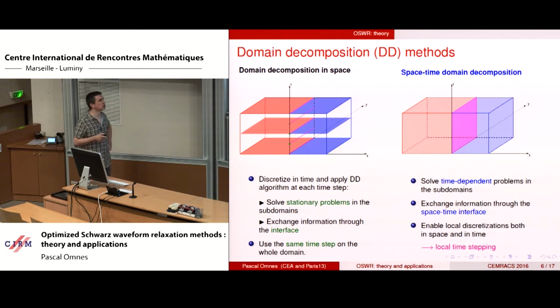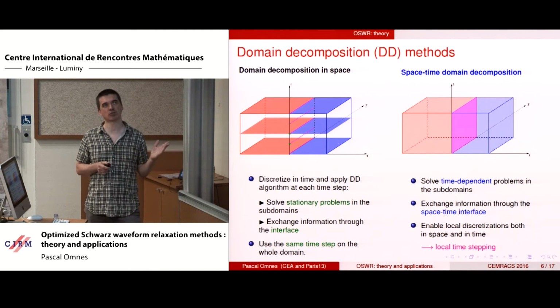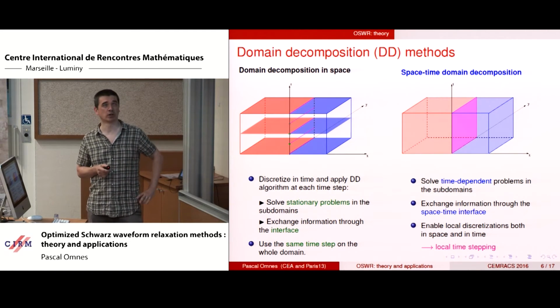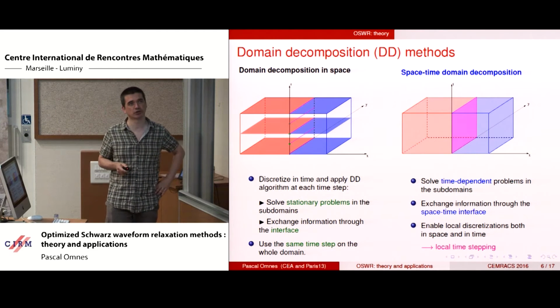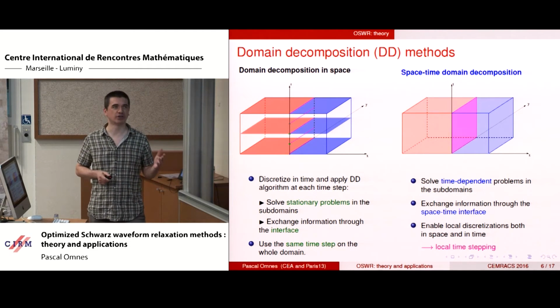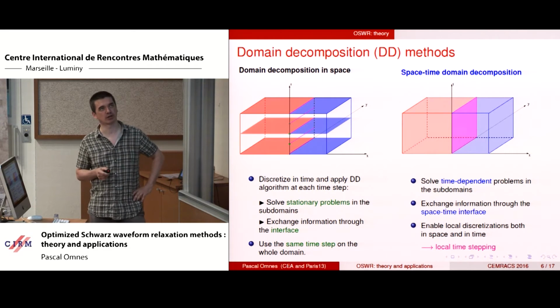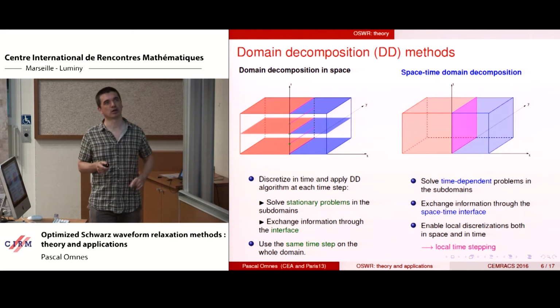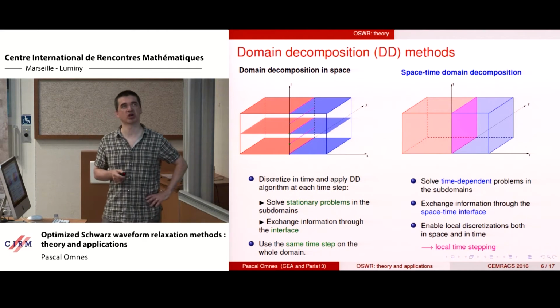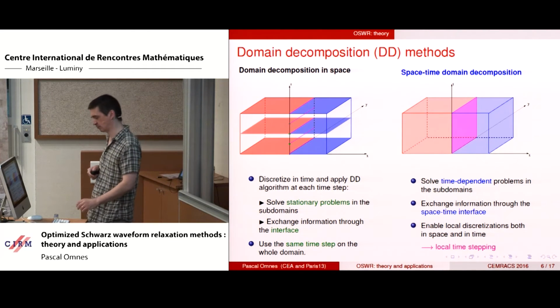And possibly at the price of some projections between the time grids, you can use different time grids on the left and on the right. When you transfer information from the left to the right, you may project the information you have on the left time grid to the right time grid, but this is possible. You can use different discretizations, well, in space, but what was our interest here is mainly in time. You are able to use local time stepping on the left and on the right.